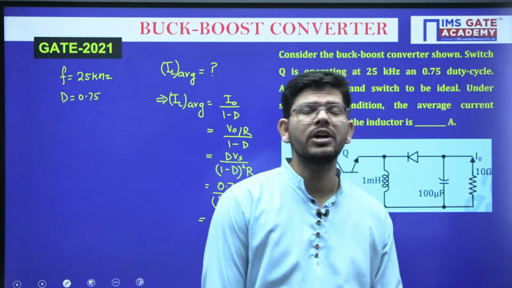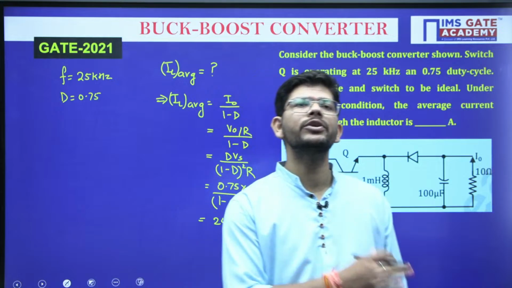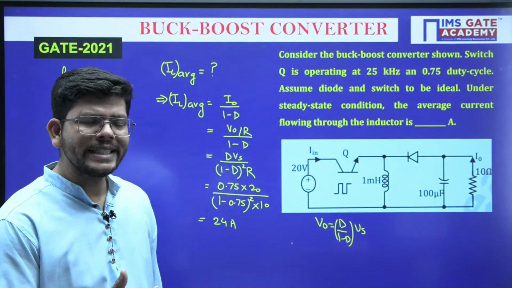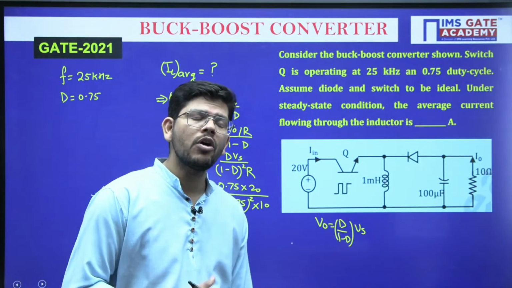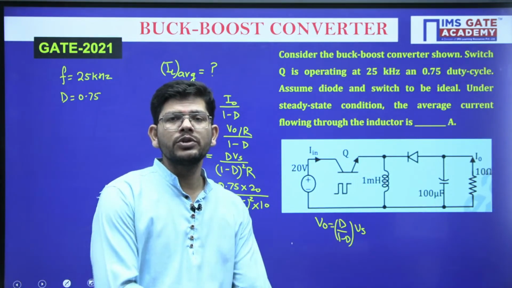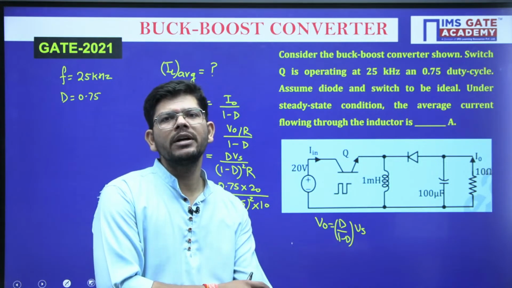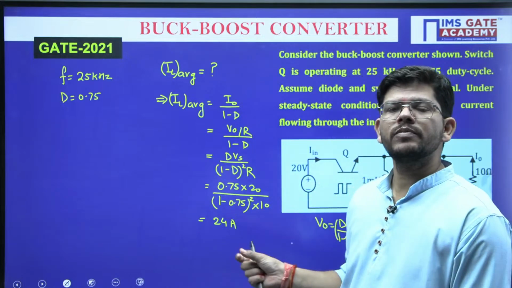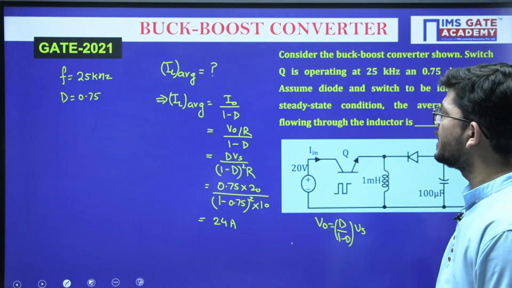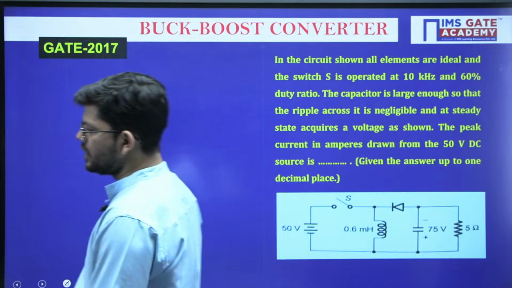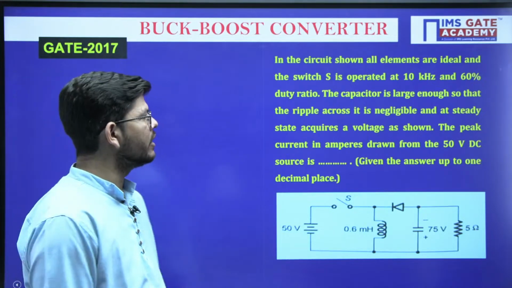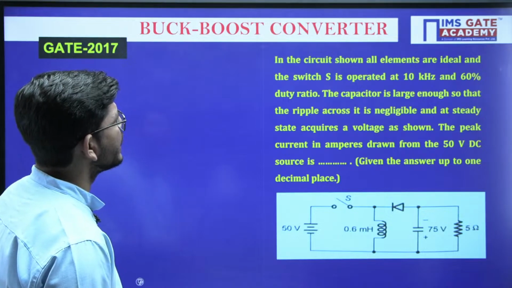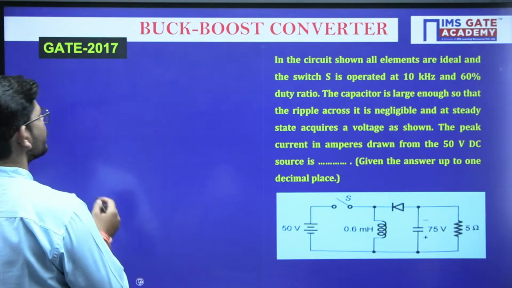Okay. And buck boost converter, DC to DC converter are surely going to give you 2 to 4 marks of questions. Okay. So just follow all these 3 lectures of mine that I took on buck converter, boost converter, and this one on buck boost converter, and nobody can stop you scoring marks out of this particular topic. Okay. Now let us move to the next question. This was a part of GATE 2017, and what has been said here, in the circuit shown all elements are ideal and the switch S is operated at 10 kilohertz.